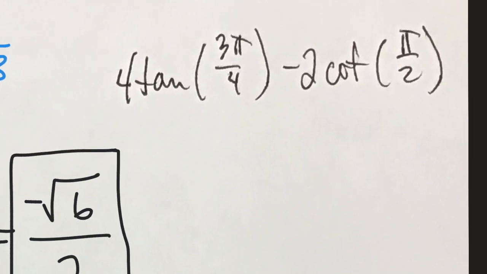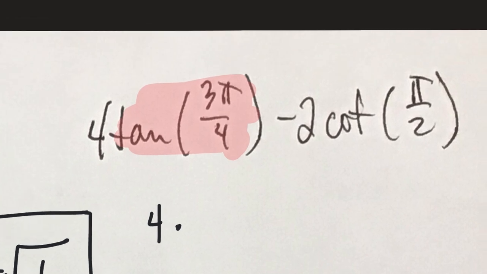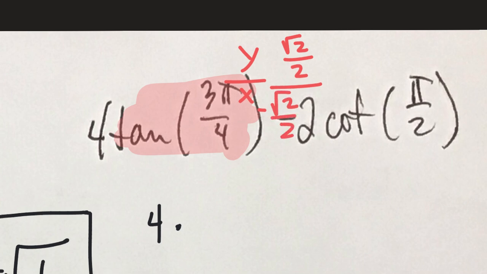Okay, so our last one, we have some multiplication and subtraction. So this is 4 times the tangent at 3 pi over 4. So remember, tangent is a ratio of y over x. So the y value at 3 pi over 4 is positive root 2 over 2. The x value at 3 pi over 4 is negative root 2 over 2. Anything divided by itself is 1, except for when it's negative 1. So there's a negative 1 there. That's pretty good.